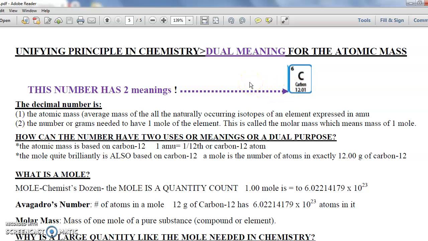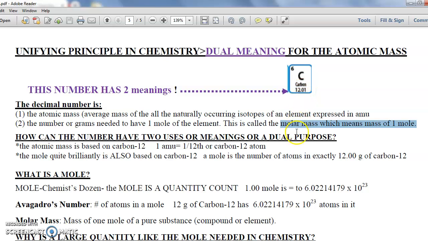But this number has another meaning entirely. This number is also how many grams of the element you would need to have 1 mole of the element. It's called the molar mass. And this number is one of the most used numbers in the entire subject of chemistry, the molar mass.